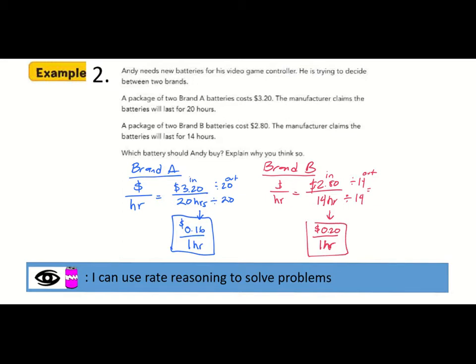So by comparing brand A and brand B, brand A is 16 cents, and that's less than brand B, which is 20 cents. So brand A would be cheaper because it costs less for 1 hour.